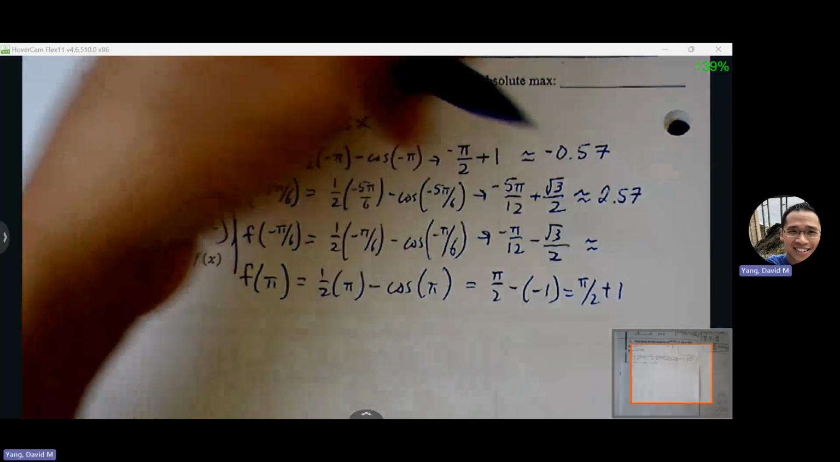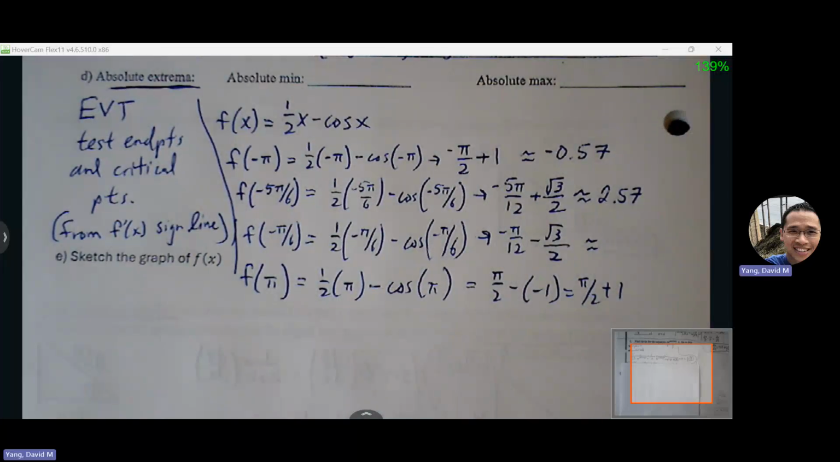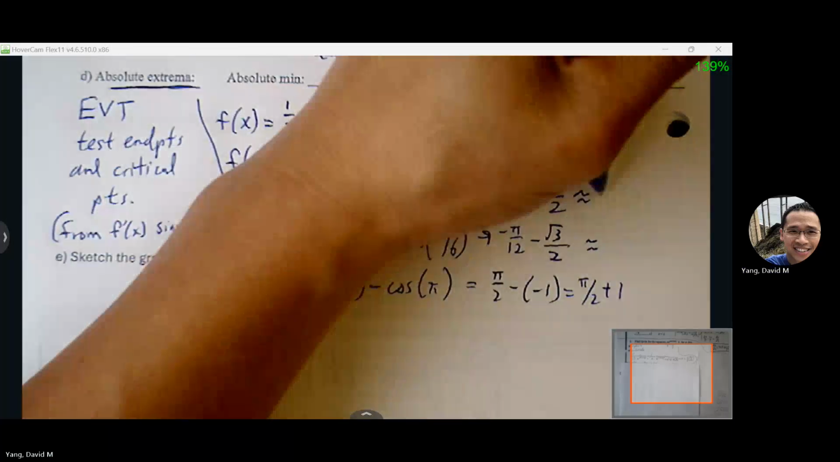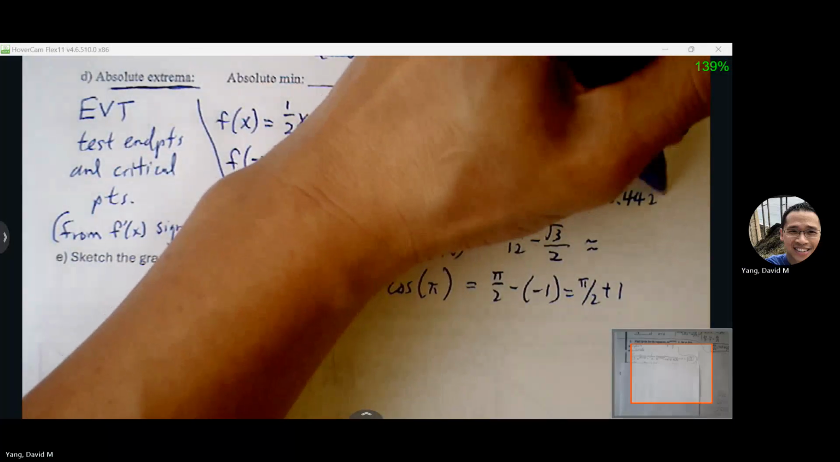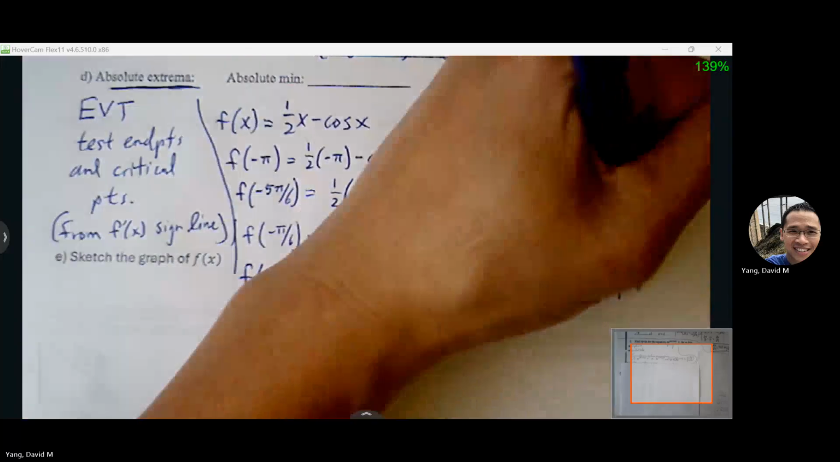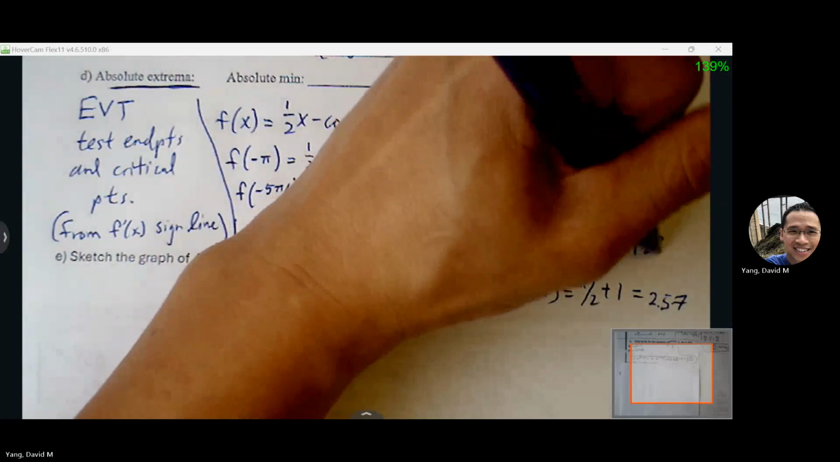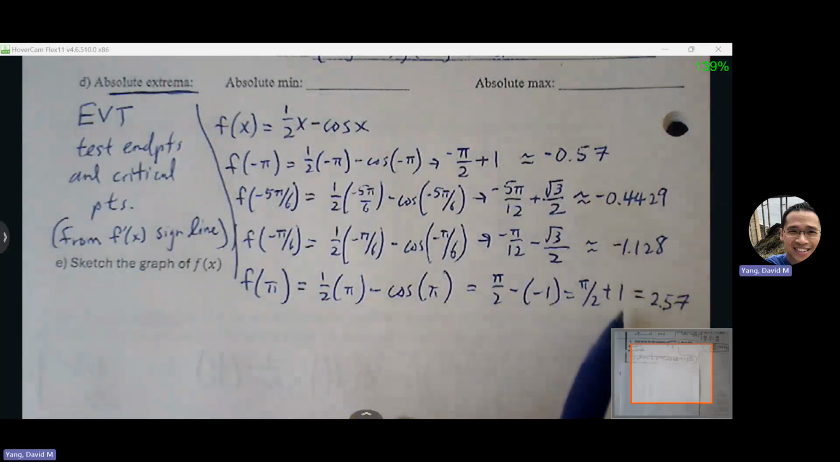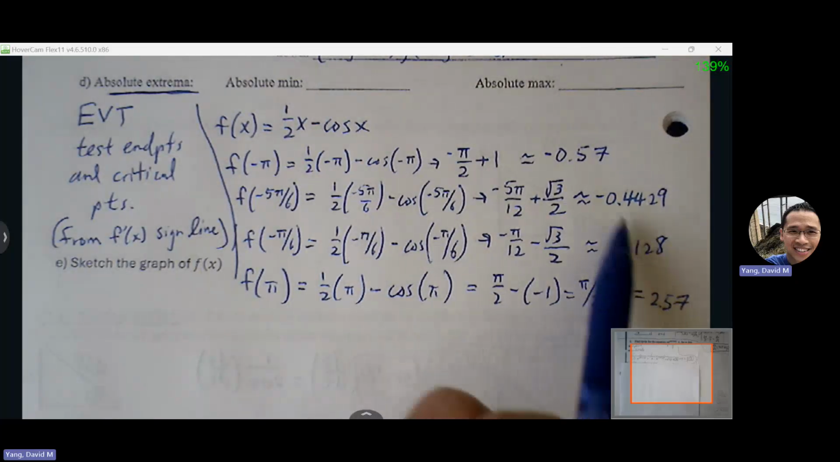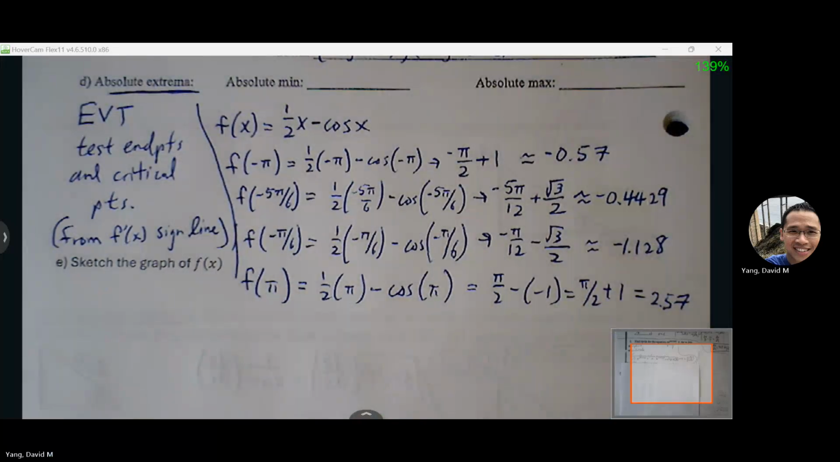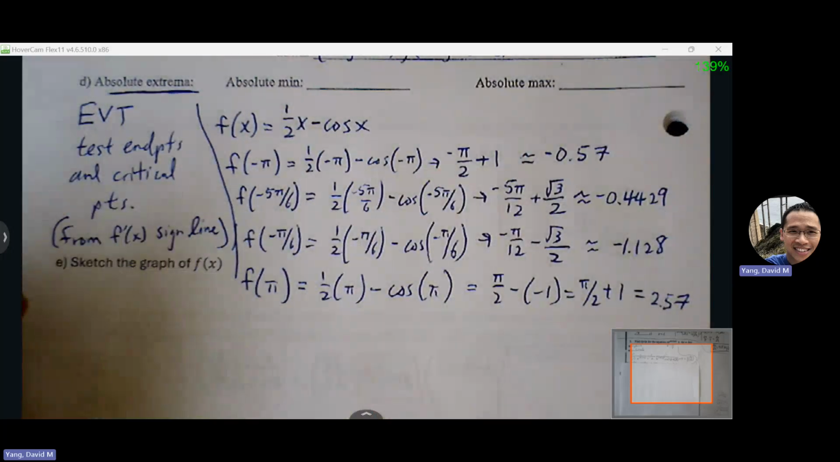Oops, sorry. I bet negative 5 pi over 6 is closer to 0 there. So if I'm comparing between these candidates, my highest y value is 2.57, so there's my max. My lowest y value is negative 1.128, so that's my minimum. And what you want to represent with my exact value, so just the y values for your absolute max, absolute min.